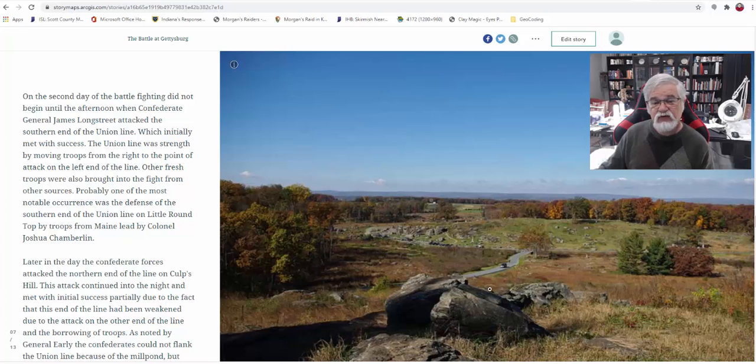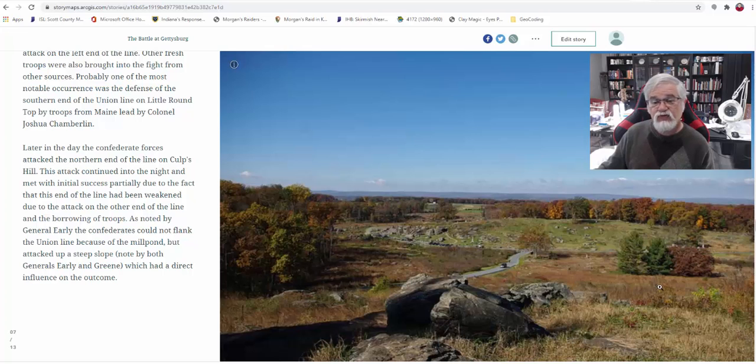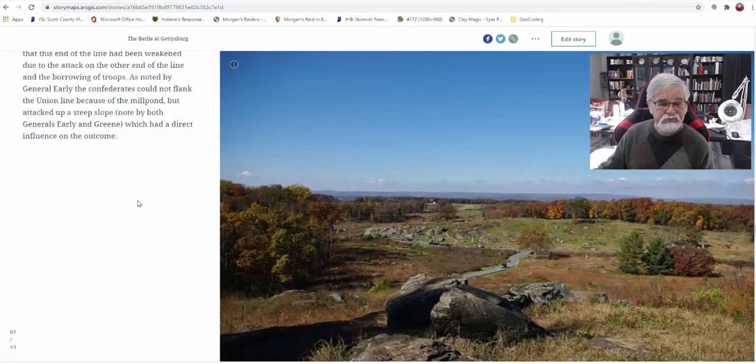And this is looking off of Little Round Top. If you've read anything about the Civil War, you've probably seen the name Joshua Chamberlain. Joshua Chamberlain from Maine defends the south end of the Union line. And again, this is a picture off of Little Round Top. The Confederates attacked up this steep hill on the south end of the Union line. Troops were borrowed from the right end, and they were then returned back to the right end of the Union line.